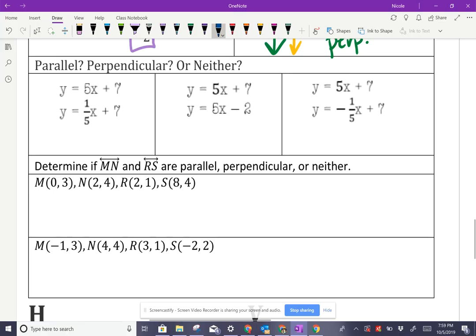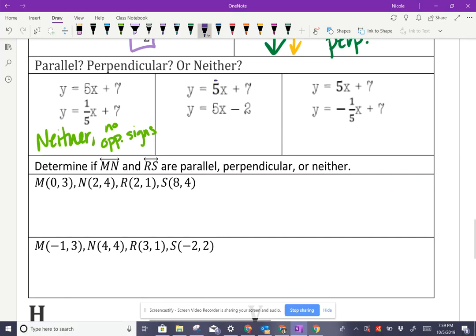If they were perpendicular, we would have a flipped fraction, which we do have, but we do not have opposite signs. So this is neither. No opposite signs. You don't need to describe why, but I'm just giving you an idea of why we are able to say that. Now, our second example, we have y equals 5x plus 7 and y equals 5x minus 2.